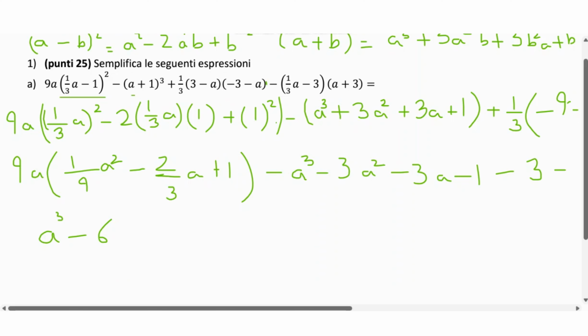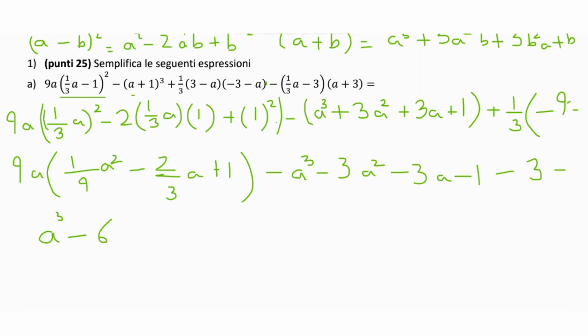All right, so let's move ahead. Like I mentioned, 9 and 9 cancel out. A and A get distributed, so it would become a cubed. This 3 and this 3 cancel out, so this would become just 3 now. And so that is minus 6a squared.